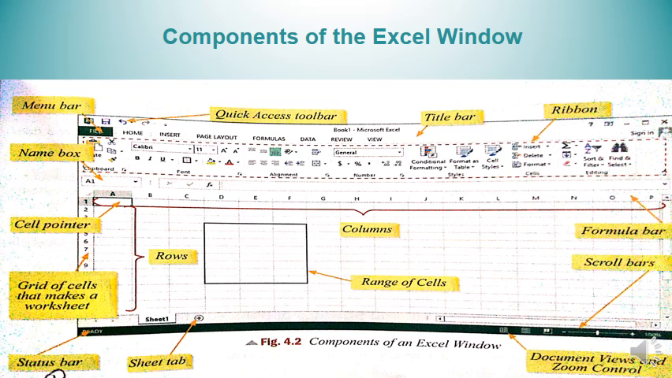You can also zoom in and zoom out your document. Scroll bar, formula bar, you can write formula here. Ribbon contains many functions of MS Excel. Title bar contains the name of your document. Quick access toolbar. From here you can access many tools very quickly and easily.